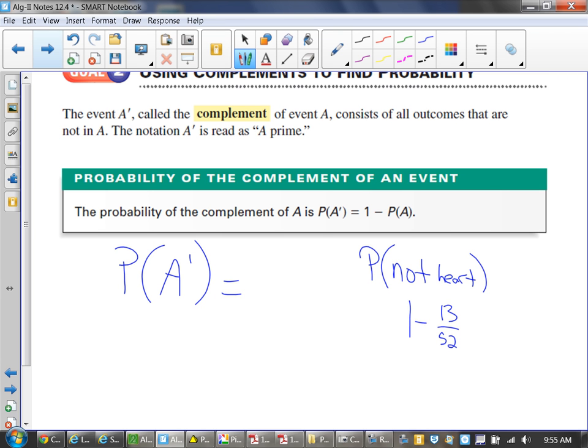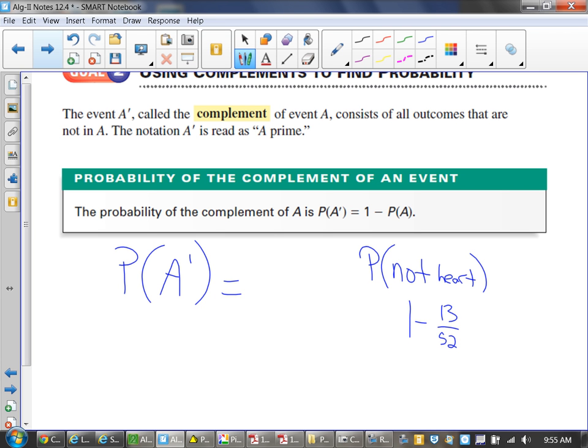Wouldn't that be the same thing as going 13 out of 52 plus 13 out of 52 plus 13 out of 52 to get the other suits? Yeah, it's the same idea. Using complements makes some of these probabilities of events a little bit easier to work with. It's a little bit quicker to calculate some of them. 39 out of 52. It's just called a complement. It makes solving some of these problems a little bit easier.